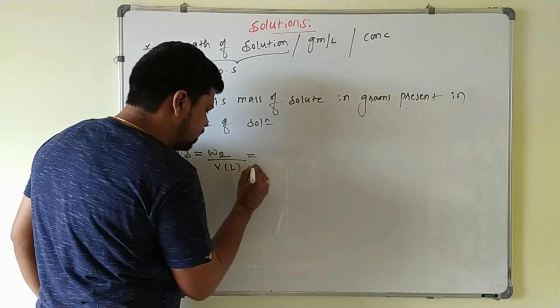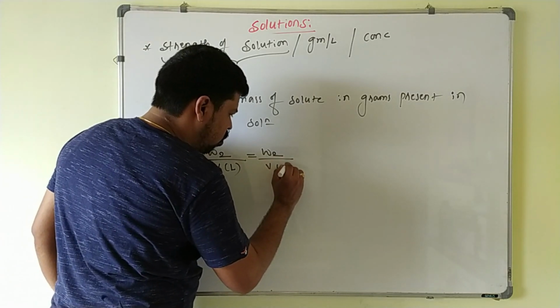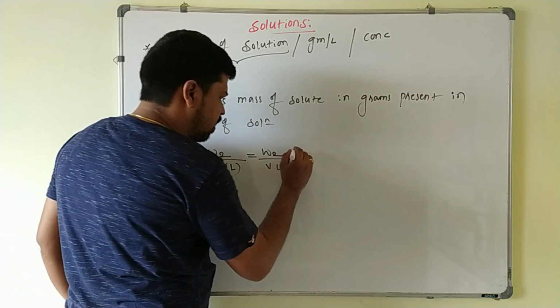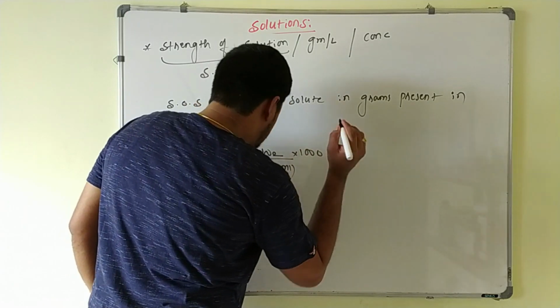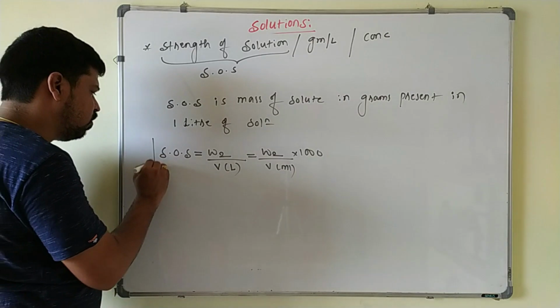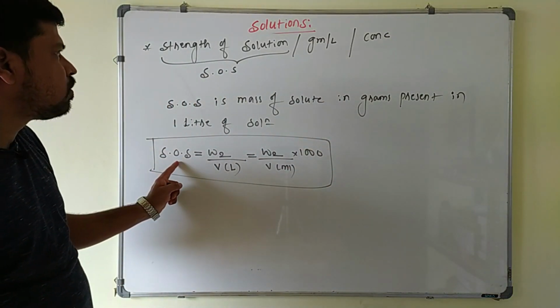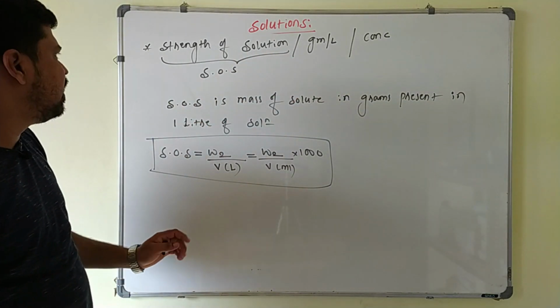If you take the volume in ml, you can write it as W2 divided by volume in ml into 1000. This is the strength of the solution, or you can call it concentration or gram per liter. Okay, next point.